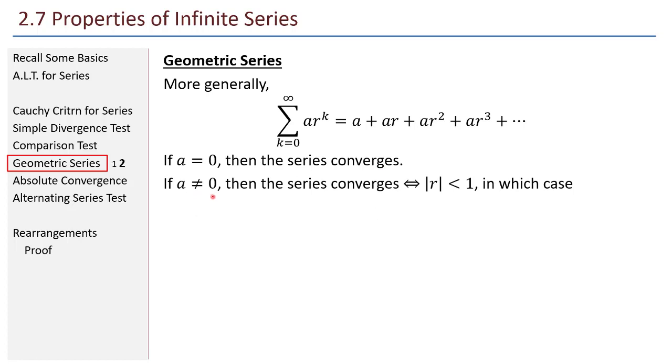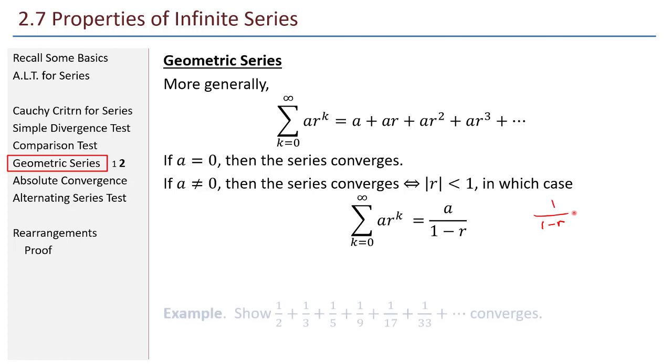If a is not 0, then this series converges precisely when the absolute value of r is strictly less than 1. So in this more general case we can also consider the situation when r could potentially be negative. Now, when it does converge, where does it converge to? It converges to the number a over 1 minus r, which really looks like the 1 over 1 minus r that we had on the previous slide, but just multiplied through by a.